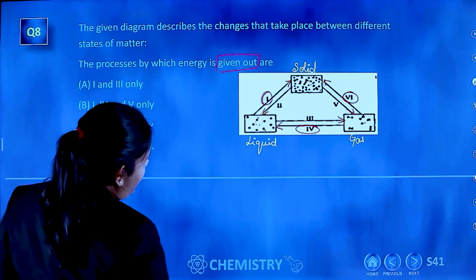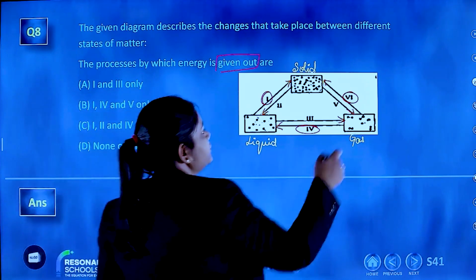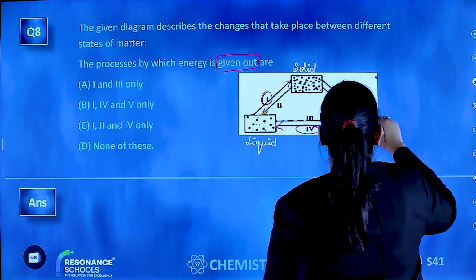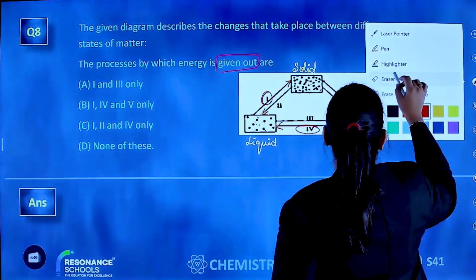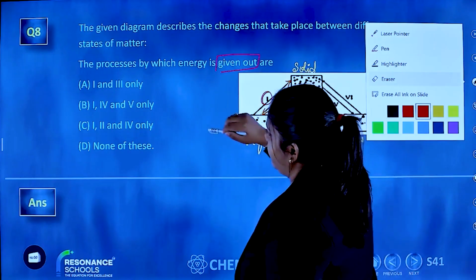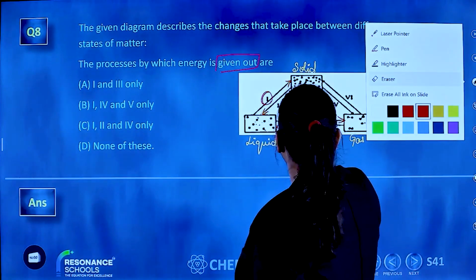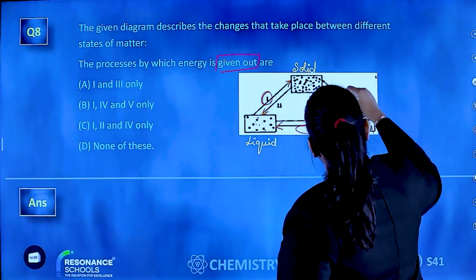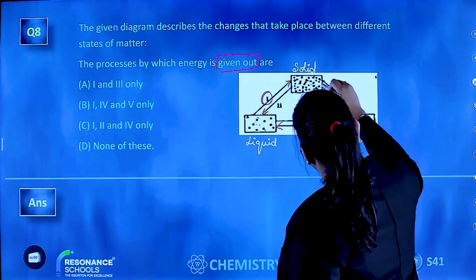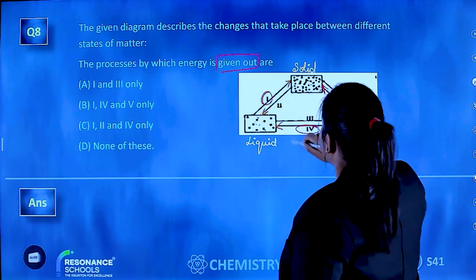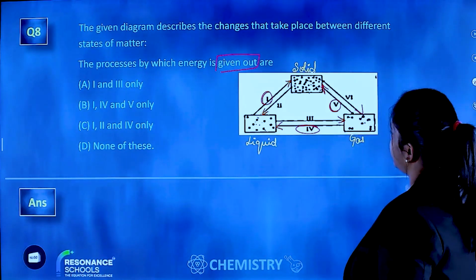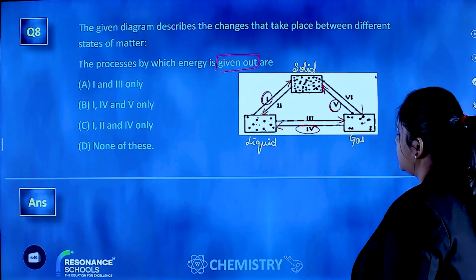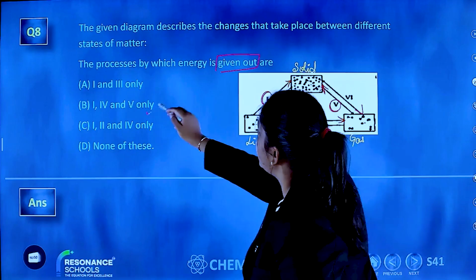I think I have marked the options wrong. Actually, the diagram is not that clear. Maybe it is 5, which is representing reverse sublimation, gas to solid. So the answer should be 145 or 135. I guess option B is the answer.